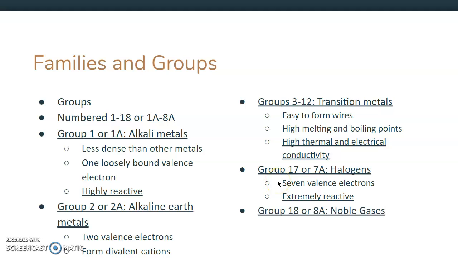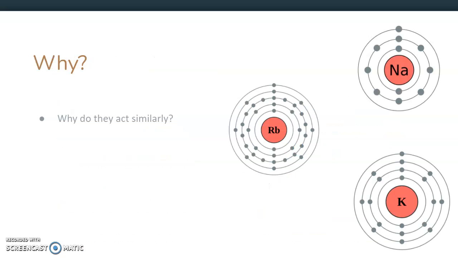Our last one is group 18, or 8A, which are noble gases. These are very stable because they have a full shell of electrons. Their outer valence shell is complete, so they are no longer looking to gain or to lose electrons, because all valence electrons are present. So this is a really important slide. I encourage you guys to look through it and read through it a couple times. But we'll explain a little bit of why.